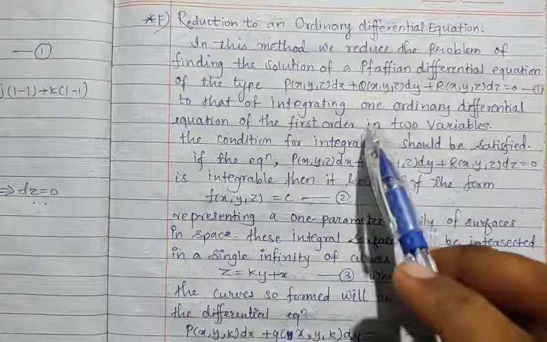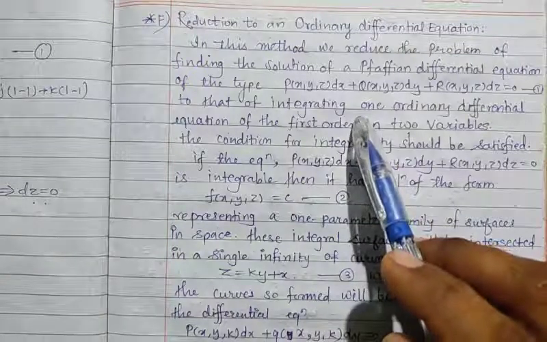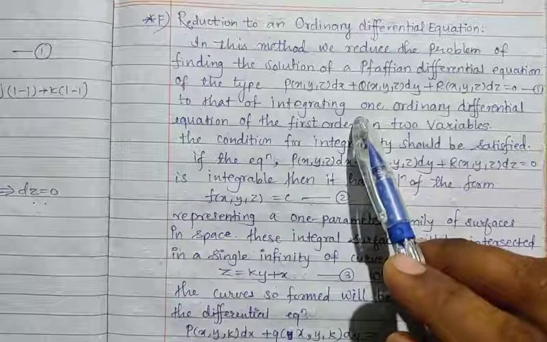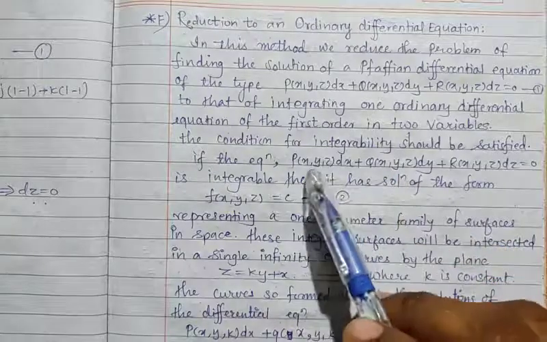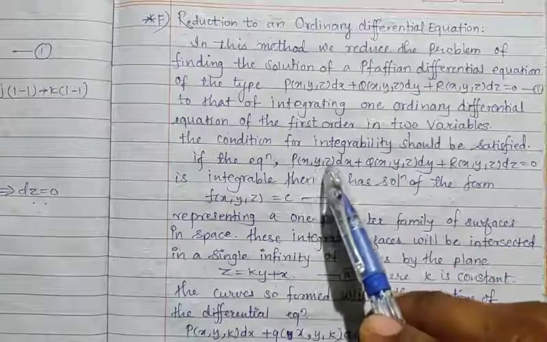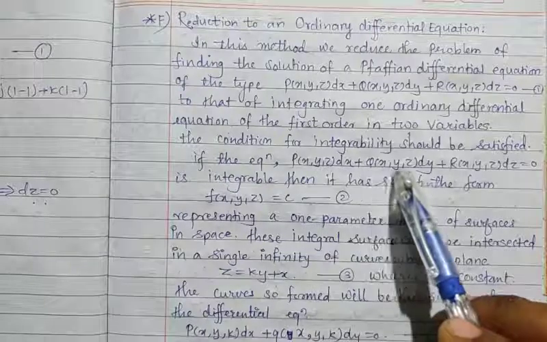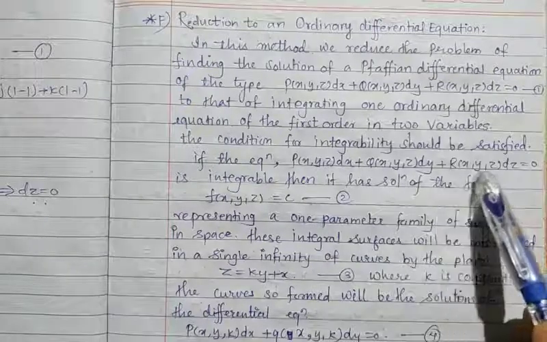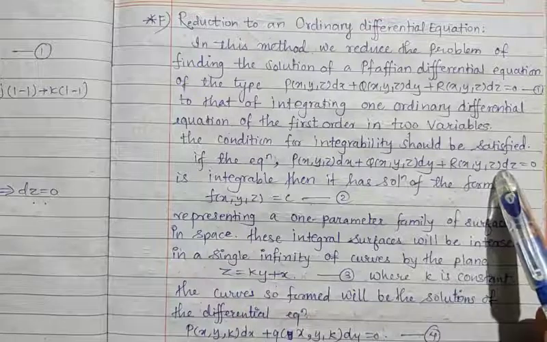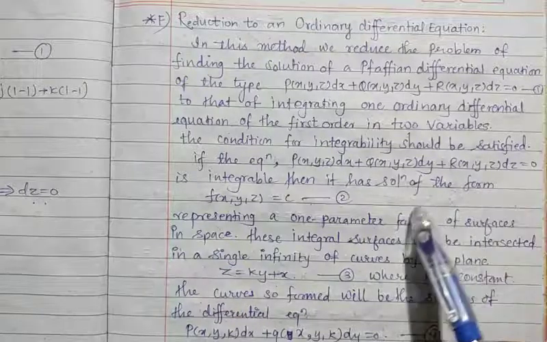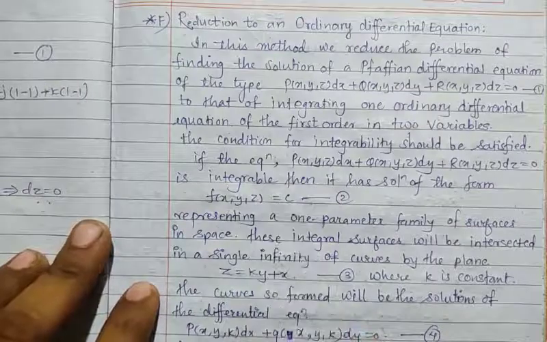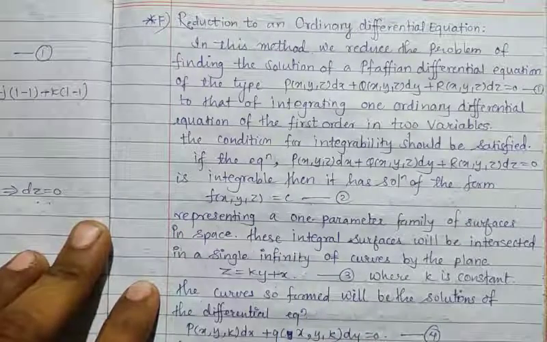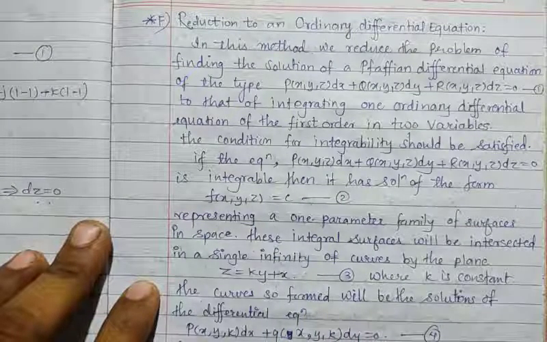It should satisfy the condition X · curl X = 0. So its solution, after solving P dx + Q dy + R dz = 0, is integrable. Then its solution will be of the form f(x,y,z) = c. So it represents a one parameter family of surfaces in space.